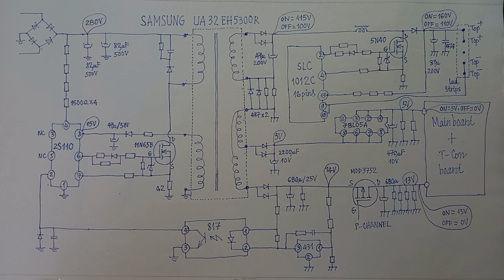Hello, in this video I want to analyze the schematic diagram of a power supply of LED TV Samsung 32-inch. Now you can see the AC voltage will enter here and be rectified by 4 diodes and filtered by the 2 capacitors. The voltage here will increase to about 280 volts.